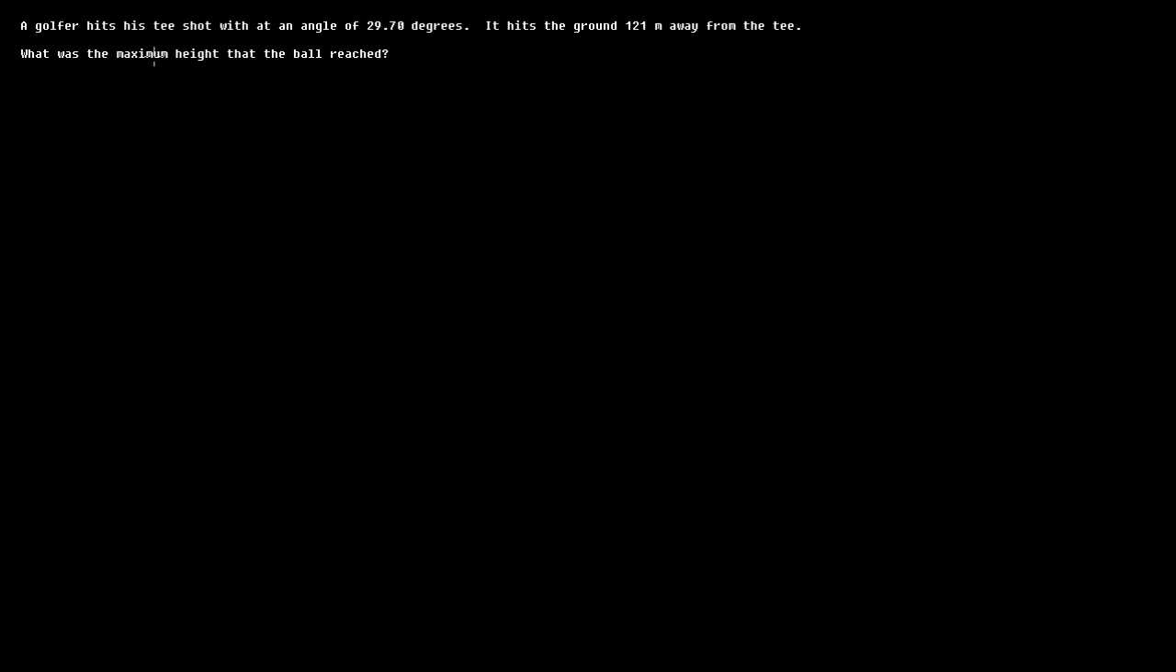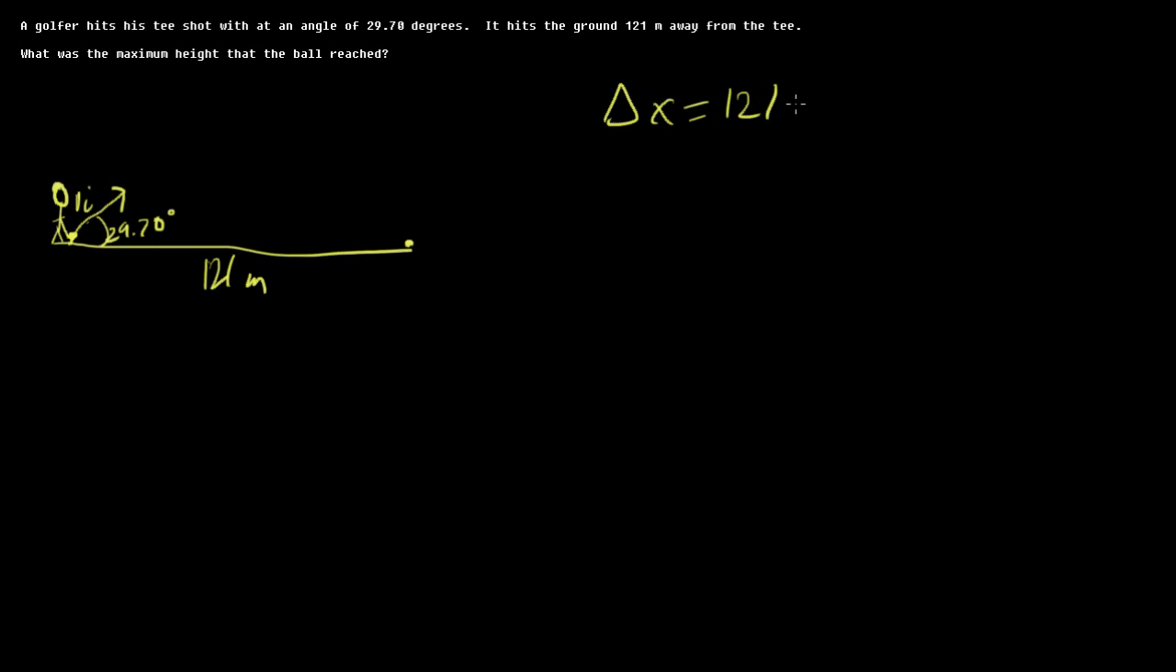So, let's just draw a picture. We got our little golfer guy with his putter, and here's the ground, here's the ball, and we hit it with a velocity that we don't know, but we know that it makes an angle of 29.70 degrees. We also know that it hits the ground way over here, 121 meters away. So let's write down what we know. We know delta x, which is 121 meters.